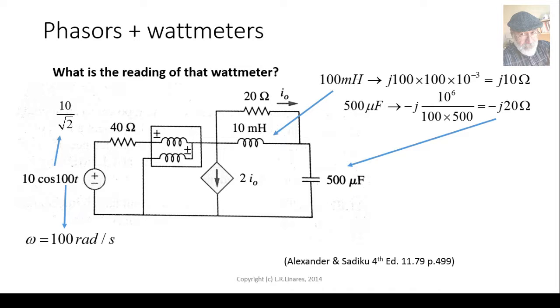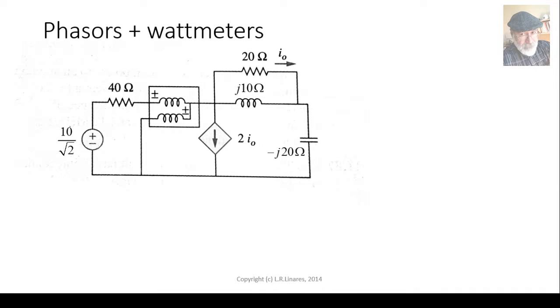The voltage source will be represented by a phasor, RMS value, 0 degrees: 10 over root 2, 0 degrees. The circuit looks like that: j10 ohms here, negative j20 ohms over here, and 10 over root 2 volts. We solved that circuit. Remember, the ideal wattmeter actually is invisible in that circuit.